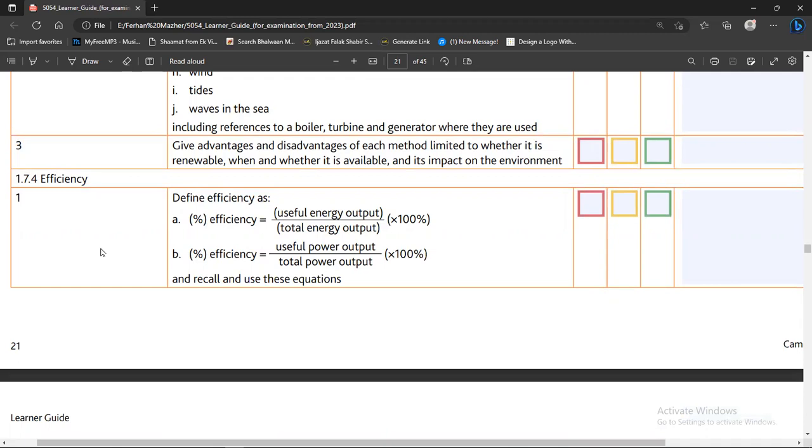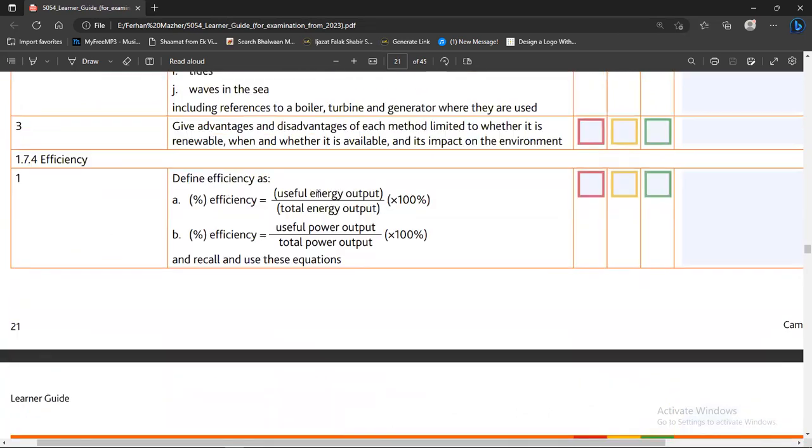these equations. So normally when we write these equations, the words we use are useful energy output, but here they use the words total energy output. Instead of saying input, this word is output. This is a spelling mistake, and this is total power output. Okay, so Cambridge made a mistake here, I think, because in our normal books we use useful energy output divided by total energy input multiplied by 100, and the second formula is useful power output divided by total power input multiplied by 100. So this word is not output, I think it's input. So you can change these words. Okay, and recall and use these equations. So I told you about a mistake here.